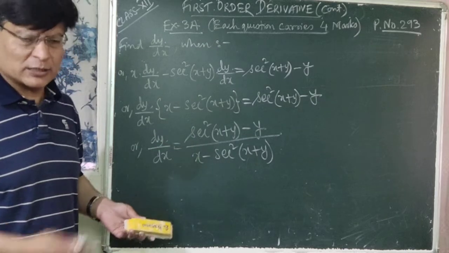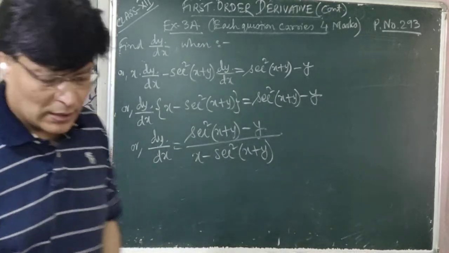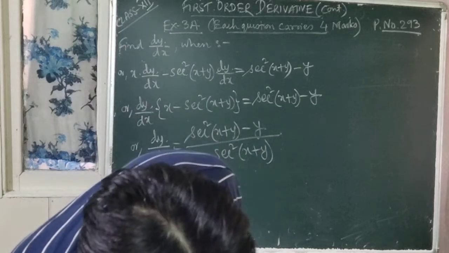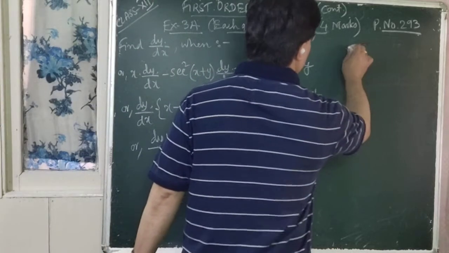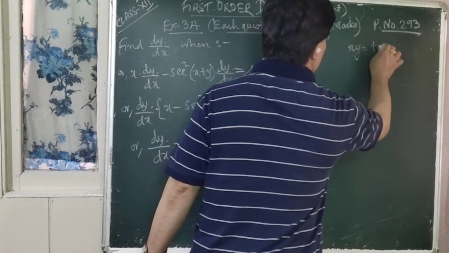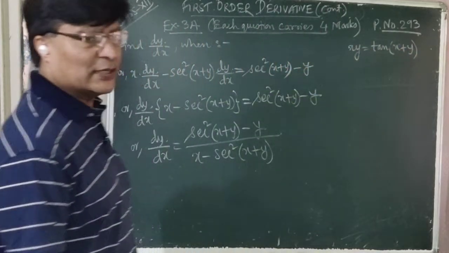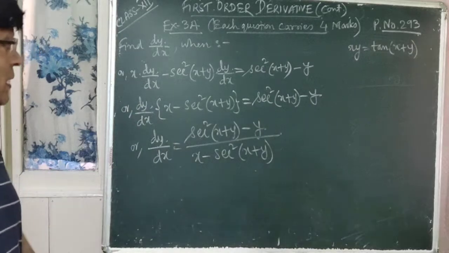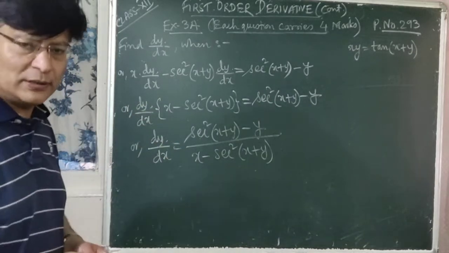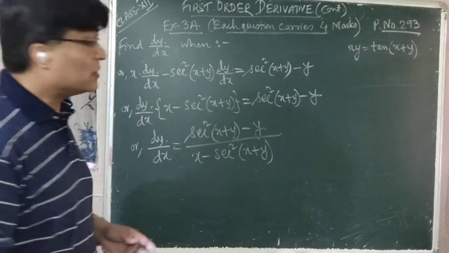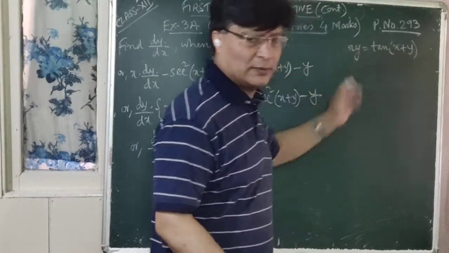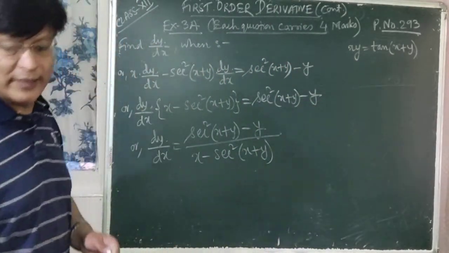This may be the answer, but you can simplify it further, because in the question what is given there? The question was xy is equal to tan of (x plus y). This was differentiated, isn't it? So this is given actually in the question. In the question it was given, what is the value for tan of (x plus y)? It is xy, right?